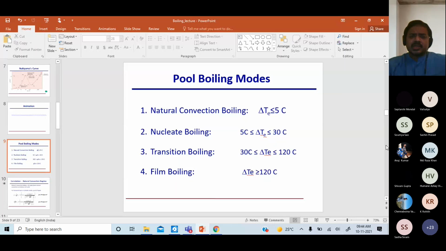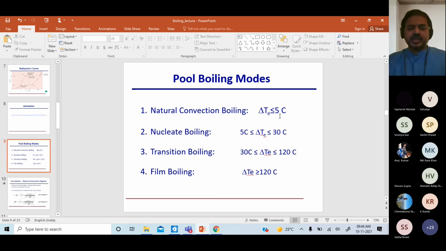The pool boiling modes, as we saw, are natural convection, nucleate, transition, and film. These are regimes, all valid within a certain degree of superheat. So if it's less than 5 degrees, we really don't have boiling. We don't have bubble formation. It's primarily the convection currents inside. Then we have nucleate, we have transition, and we have film.